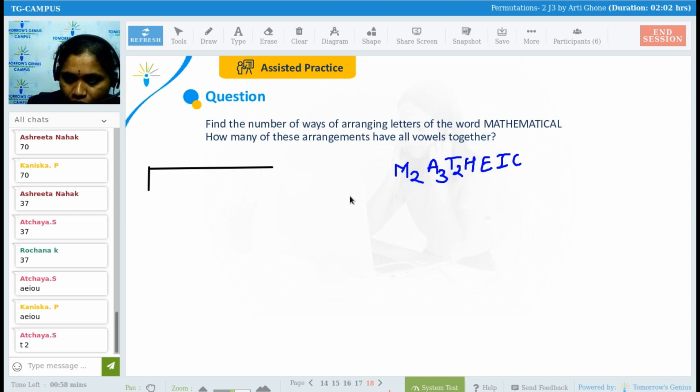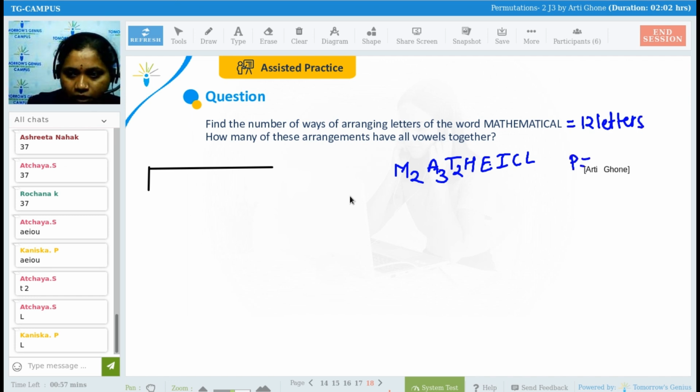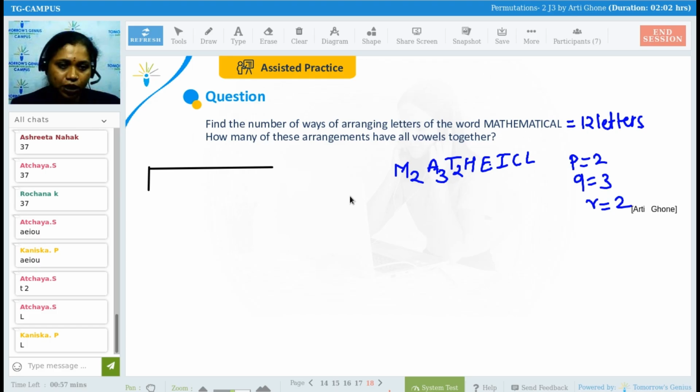Let's cross check. 1, 2, 3, 4, 5, 6, 7, 8, 9, 10, 11, 12. So yes, these are the total 12 letters. And this is the adjustment. Clear? P is equal to 2, Q is equal to 3, R is equal to 2. Clear? Okay, but now we don't have this much concern.